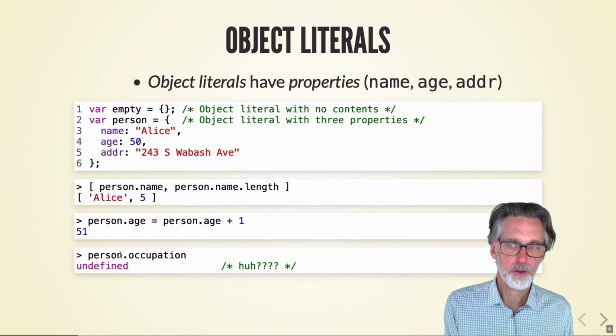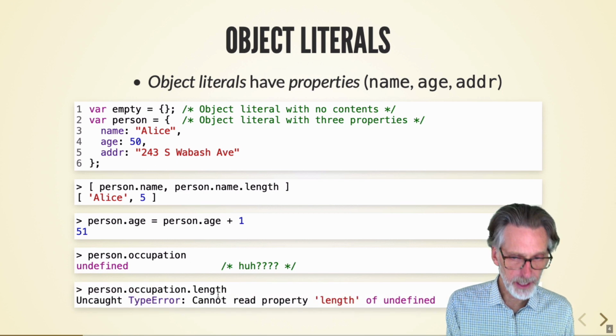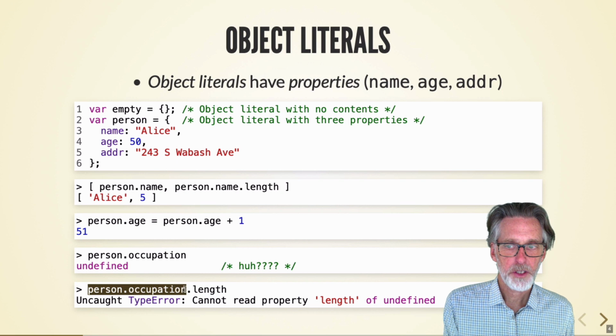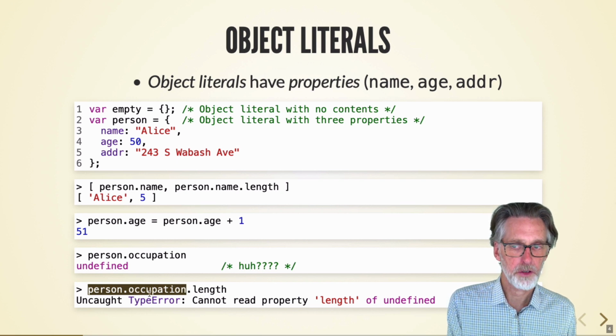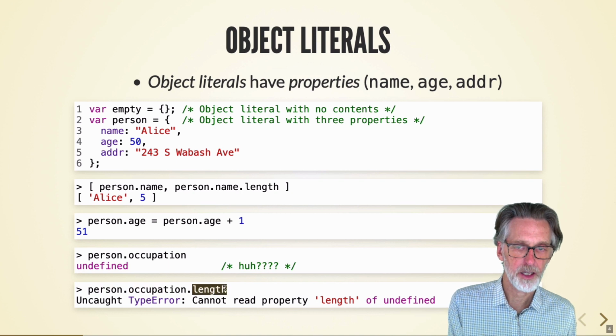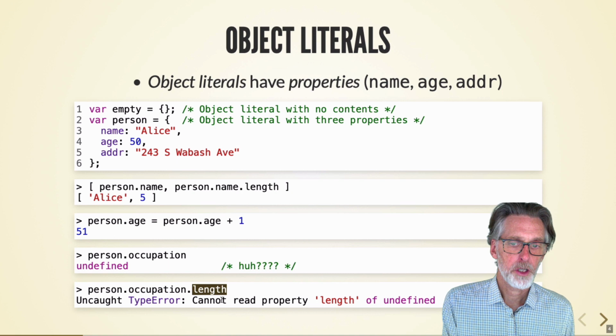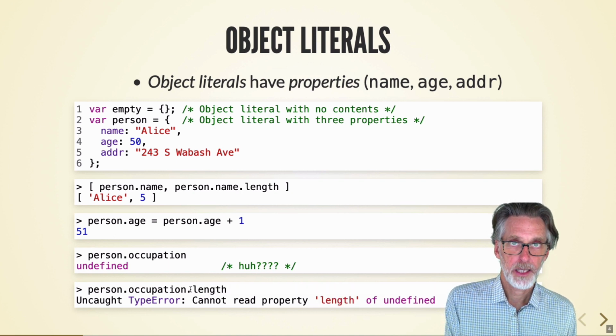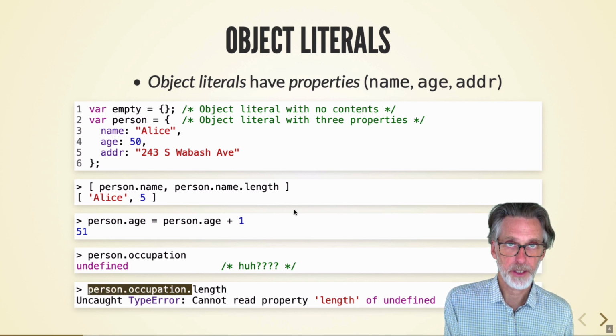However, these kind of errors aren't deferred indefinitely. If you try to index into undefined, you'll get an exception. In this case, person.occupation results in undefined, then subsequently attempting to find the length of undefined gives me a type error with the error message, cannot read property length of undefined. And that makes sense because undefined doesn't have any properties.